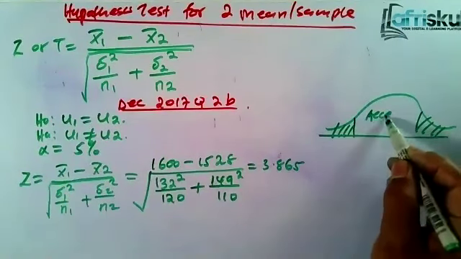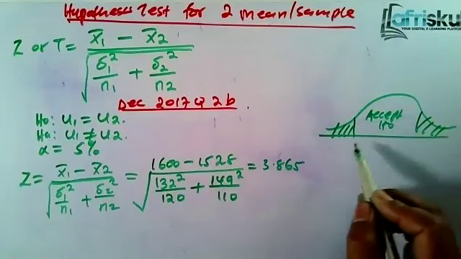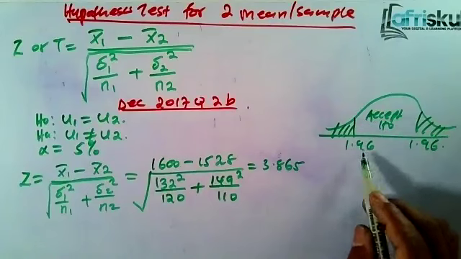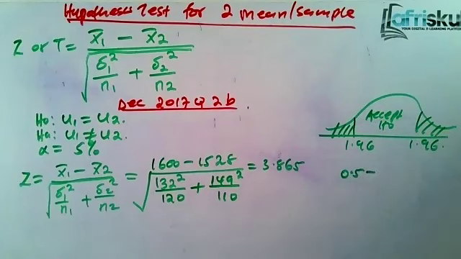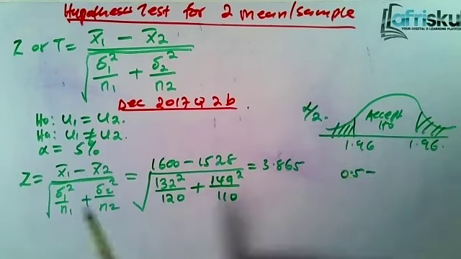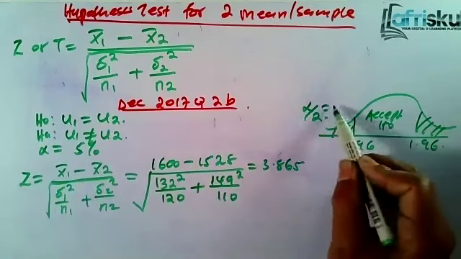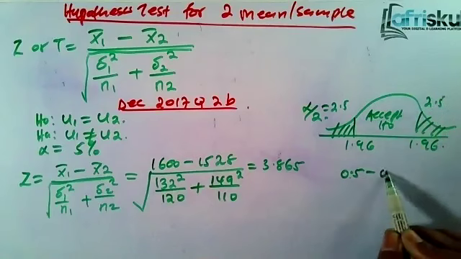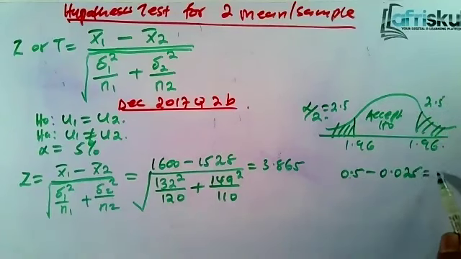Ikiwa hapa una accept, you accept null. So utapata 1.96, 1.96. And how do you get 1.96? You just take 0.5 minus, when using two-tailed test, itakuwa alpha divided by 2. Kumaanisha our alpha is 5%. So this one will be 2.5%, 0.025. So utachukua 0.5 minus 0.025, na utapata 0.475. If you read this one from the table, you will get 1.96 plus minus.